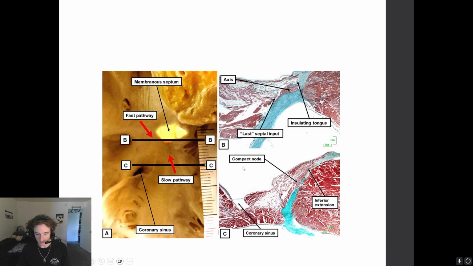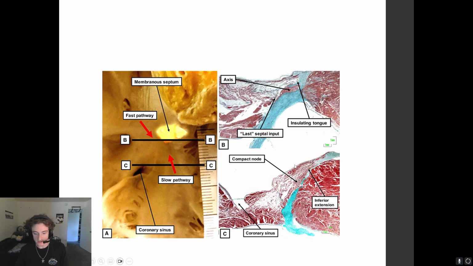Now, moving down into this section, remember we're a little bit lower now, we're looking into that slow pathway area rather than the fast pathway, okay? So what do we see? Well, we see the compact node right here, okay, right at this arrow, and we see its rightward inferior extension, or inferior rightward extension, same thing. So in this histological section, they tracked the inferior rightward extension until it could no longer be distinguished from the vestibular myocardium. So they tracked it all the way so you couldn't really distinguish it from that vestibular myocardium.